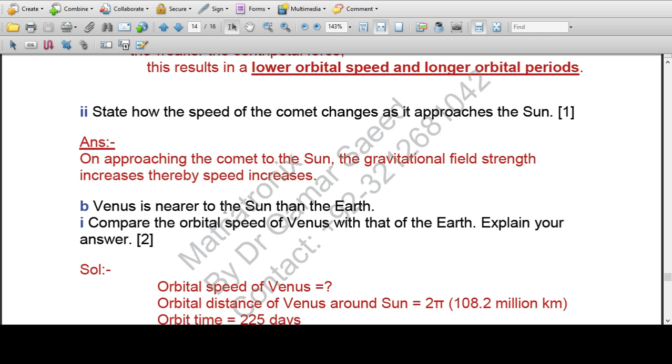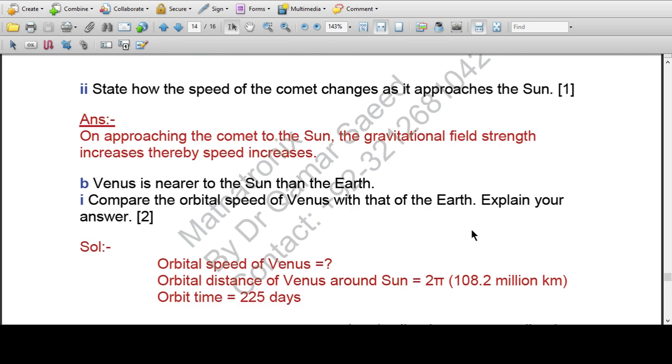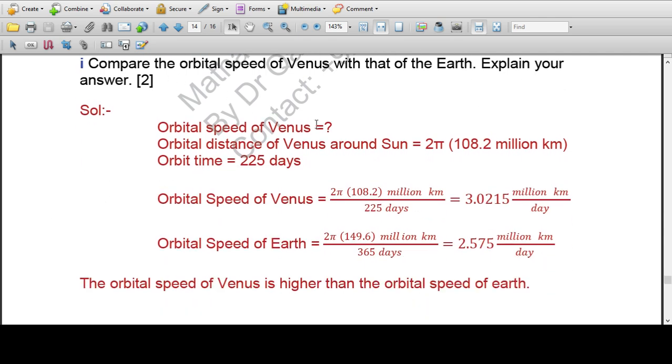Venus is nearer to the sun than the Earth. Compare the orbital speed of Venus with that of Earth. Explain your answer. The orbital distance of Venus around the sun is 108.2 million kilometers, taken from the table, and the orbital time is 225 days. The orbital speed of Venus is 108.2 million kilometers over 225 days, and the orbital distance of Earth is 2,149.6 million kilometers divided by 365 days, and we have obtained 3.0215 million kilometers per day for Venus and 2.575 million kilometers per day for Earth.